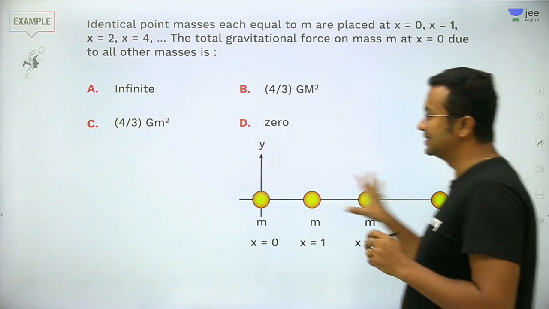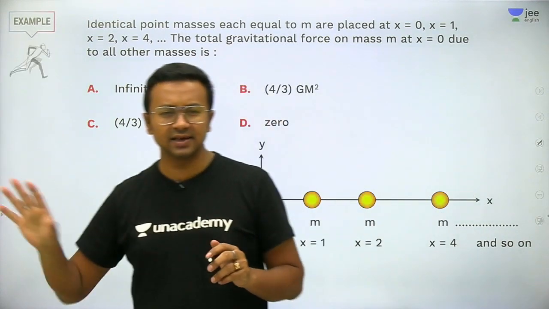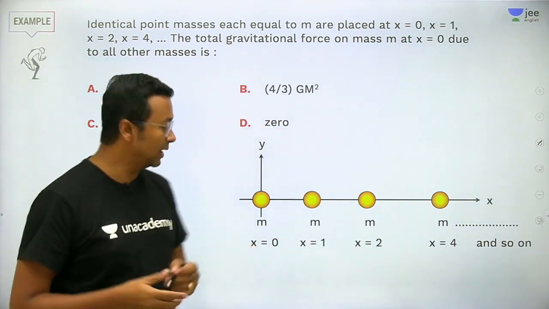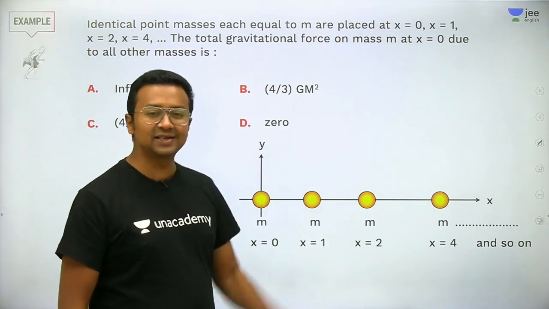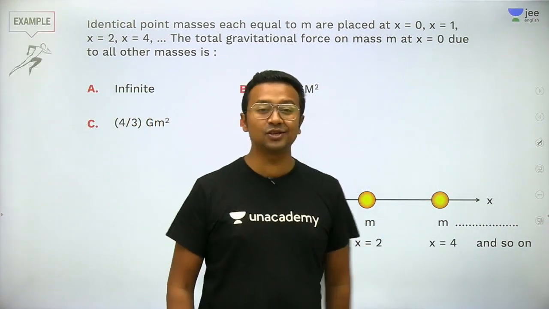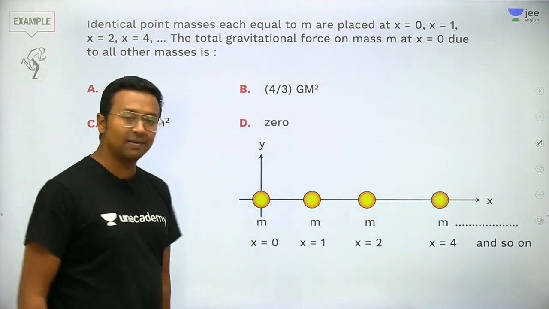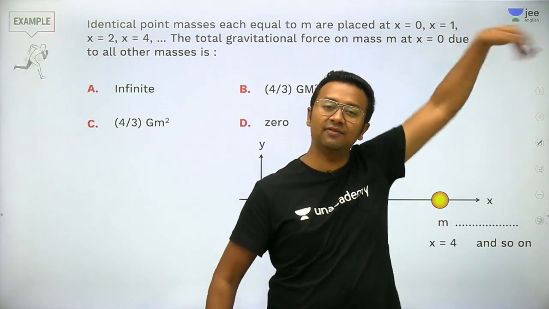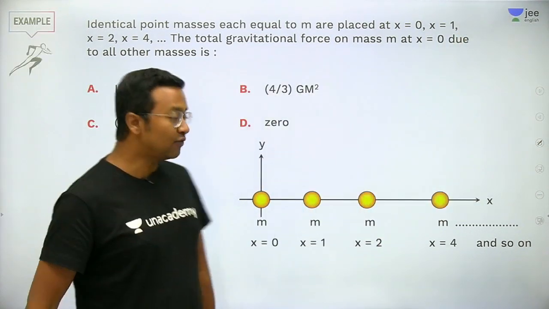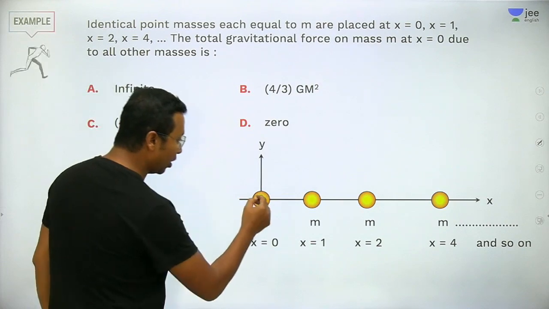We've got lots of masses here, an infinite number of masses. I've got a mass here at x equals 1. I've got a mass here at x equals 2. I've got a mass here at x equals 4. And I've got a mass here at x equals 0. And infinite such masses till infinity. We need to find out the force on this particular block.